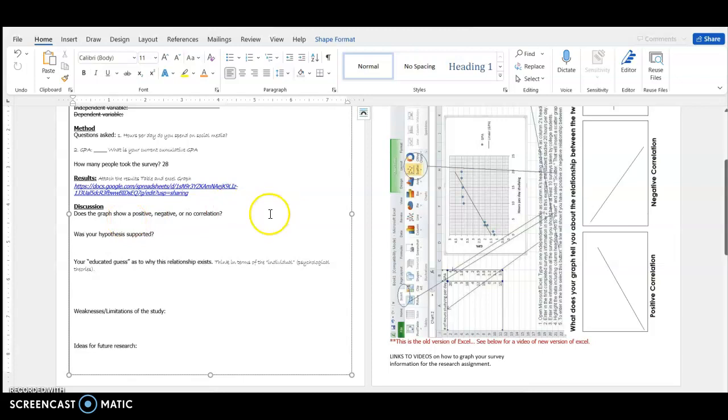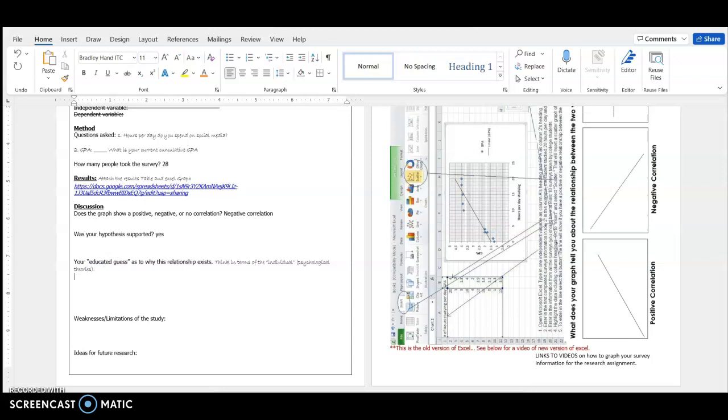Okay, so does your graph show a positive, a negative, or no correlation? Remember, we saw a negative correlation. The line went down. Was your hypothesis supported? Yeah, I said that there was going to be a negative correlation, and that's what we found. Yes. What is your educated guess as to why this relationship exists? So why did we find a negative correlation? So I think it's because more time spent on social media means less time studying.